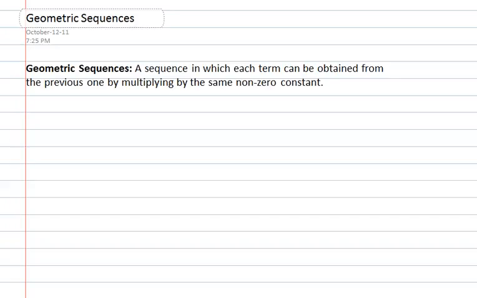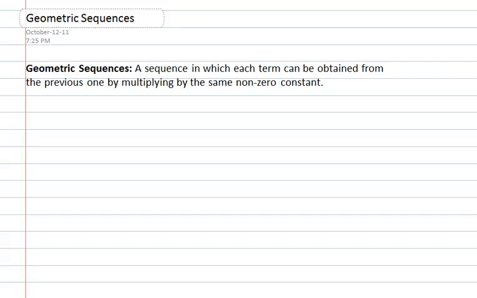Okay, if you are just joining us, we are talking about geometric sequences, and we've been talking about series and sequences for the last week now, but we've only been looking at arithmetic sequences, the sequences in which the term can be derived by adding or subtracting from the previous term. So today we're going to look at geometric sequences.